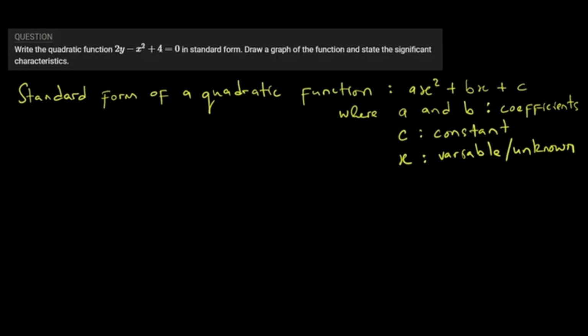So if the question requires from us to express a certain quadratic function in standard form, what we do is we take that function. In this case, it's 2y minus x squared plus 4 is equal to 0. When we take that function, we have to make y the subject of formula. So this is what we want to do. We want to make y the subject of formula.